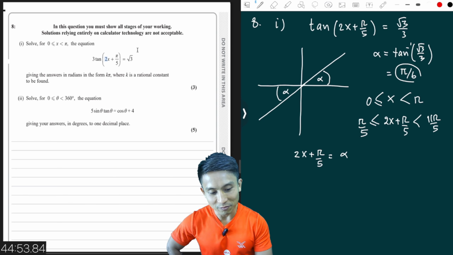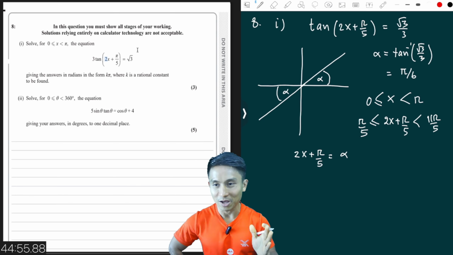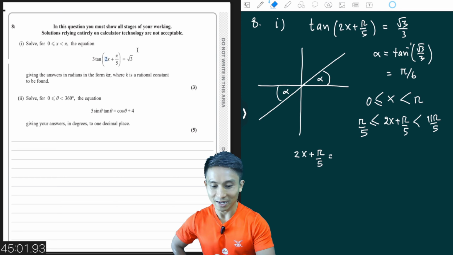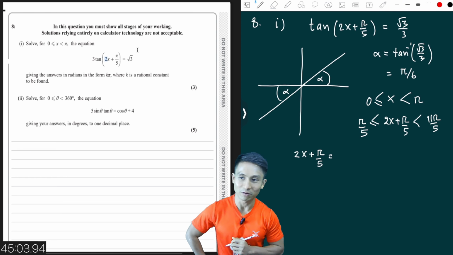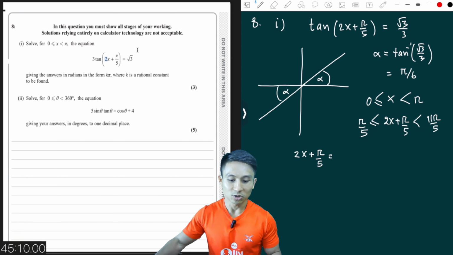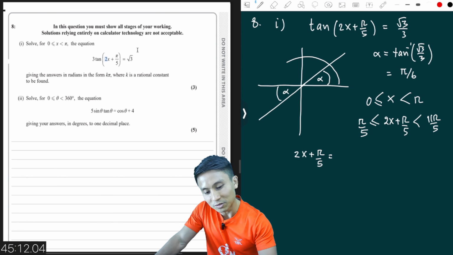Because alpha is pi over 6, which is less than pi over 5. So alpha itself, which is this first angle, is not applicable. We've got to take it out. We're not taking pi over 6, because the lower bound of this whole expression is pi over 5. All right, so we're going to go to the next one, which will be this one.